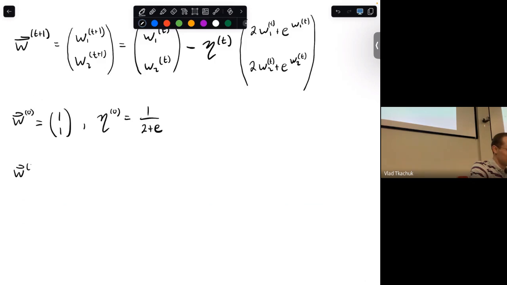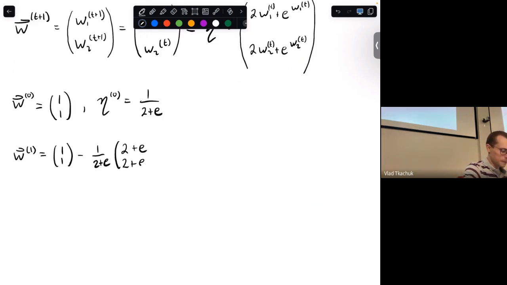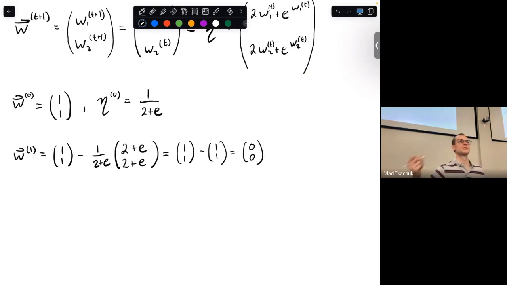Okay, so now, what does this step look like? Well, W1 equals the initial point (1, 1) minus the step size, which is 1 over 2 plus e. That's just a scalar multiplied by the vector. For this vector, I'm plugging in W10, that's this 1, and then W20, which is also the number 1. What I get back is 2 plus e and 2 plus e, which turns out to give me (1, 1) minus (1, 1), which equals the 0 vector. So this is where I'm expecting to get to after my first step.